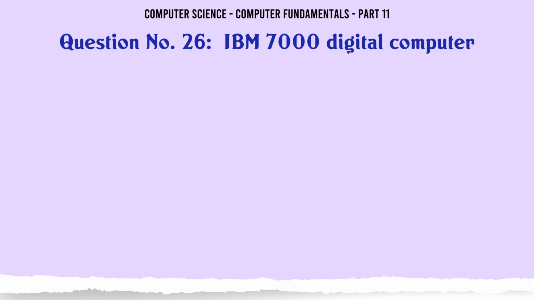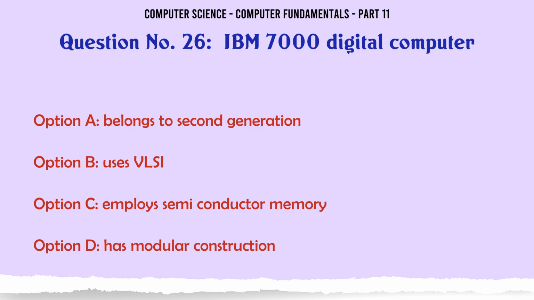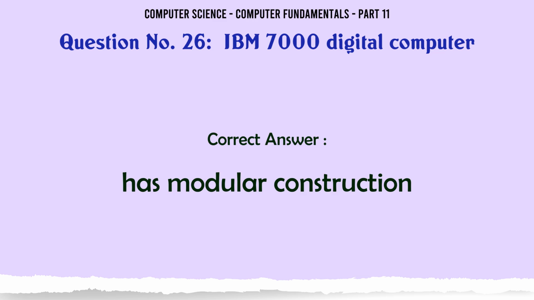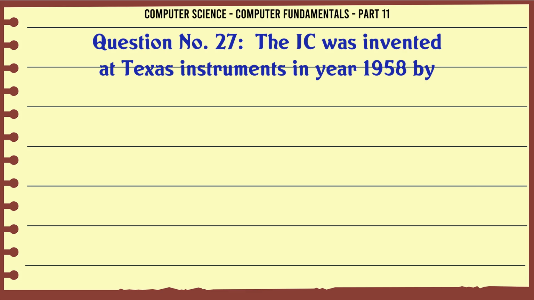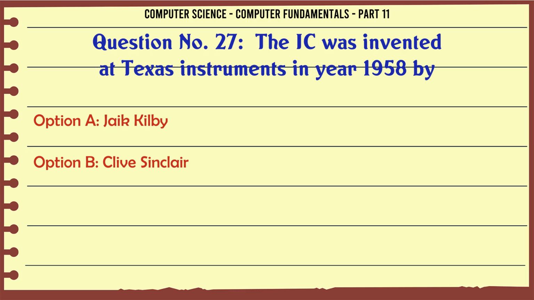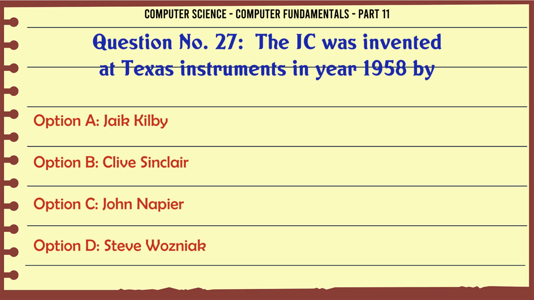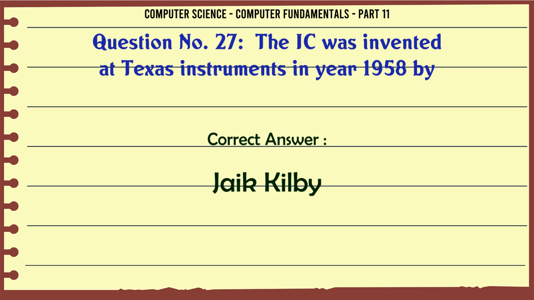IBM 7000 digital computer. A. Belongs to second generation. B. Uses VLSI. C. Employs semiconductor memory. D. Has modular construction. The correct answer is has modular construction. The IC was invented at Texas Instruments in year 1958 by A. Jack Kilby. B. Clive Sinclair. C. John Napier. D. Steve Wozniak. The correct answer is Jack Kilby.